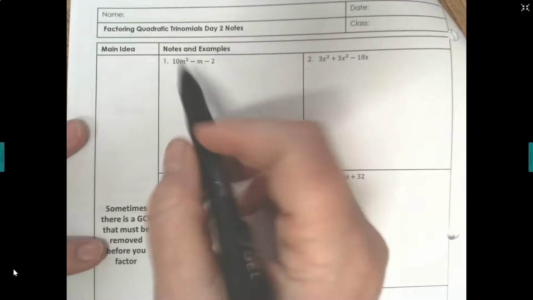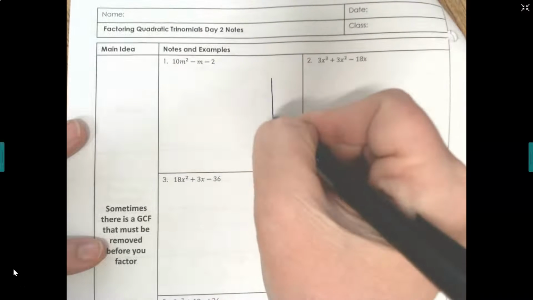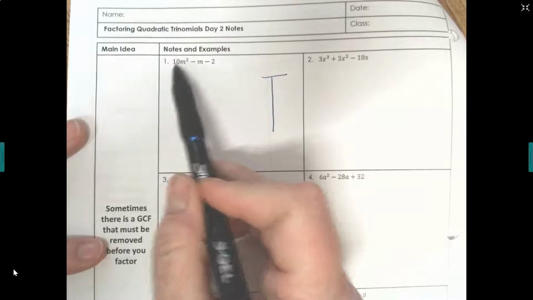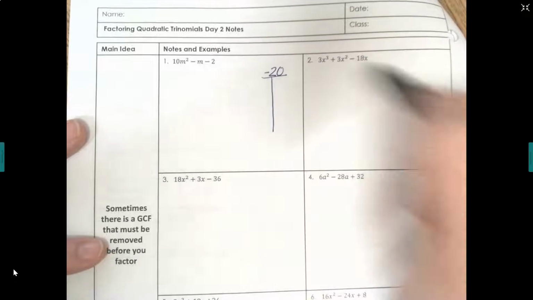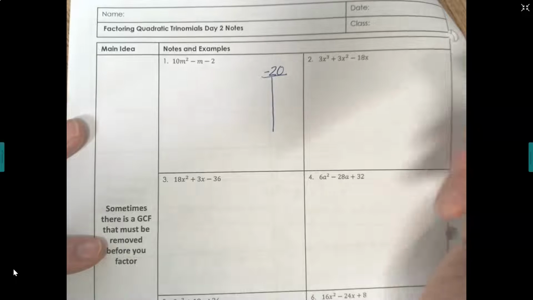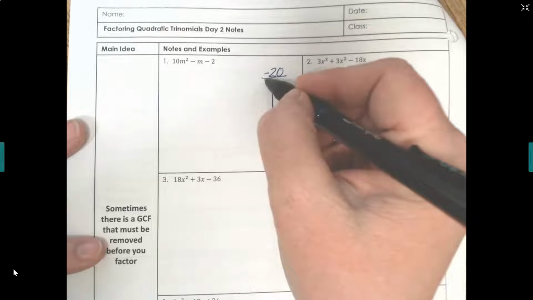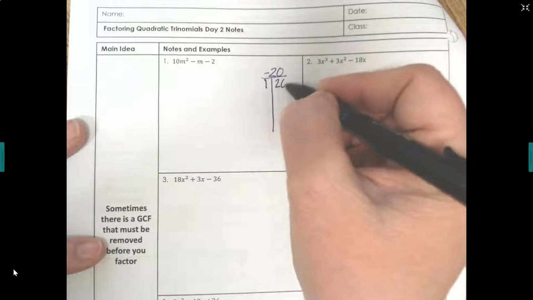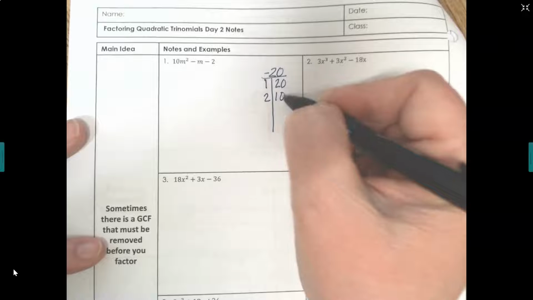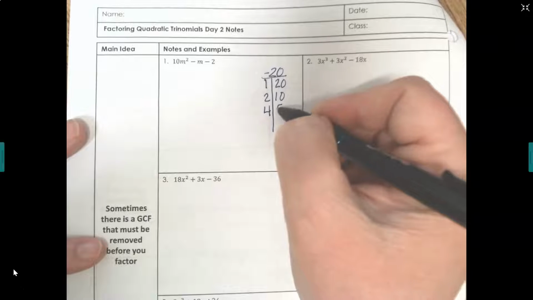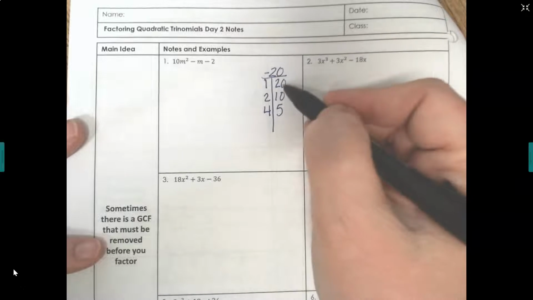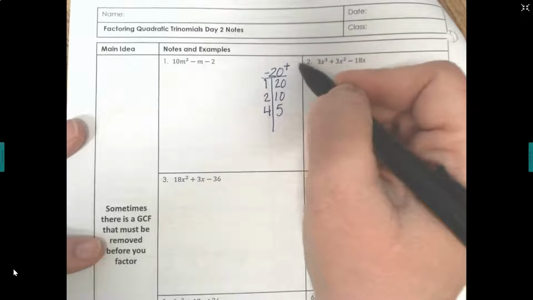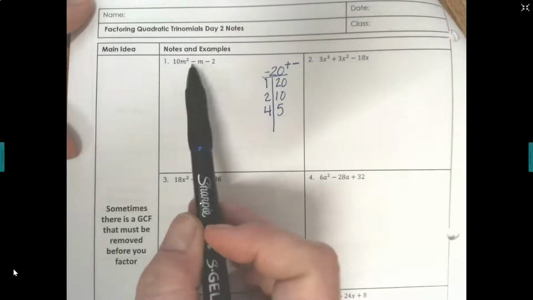When we start to factor our trinomials, we always want to take a times c, which in this case is negative 20, and we want to find all the factor pairs that multiply to 20. So that would be 1 times 20, 2 times 10, and 4 times 5. Because I multiplied and got a negative 20, that means one of my factors is positive and one is negative. I don't know which one it is, but I need to look.